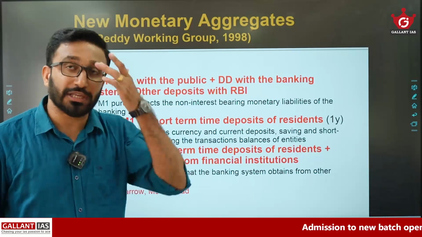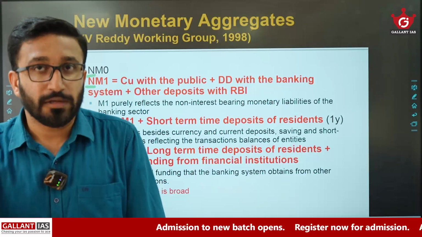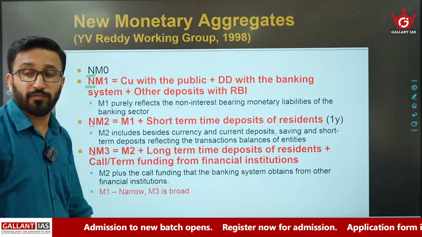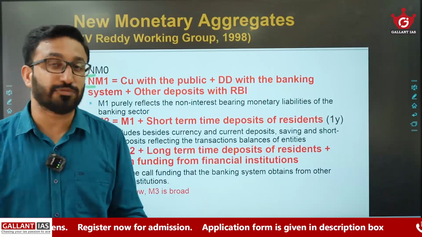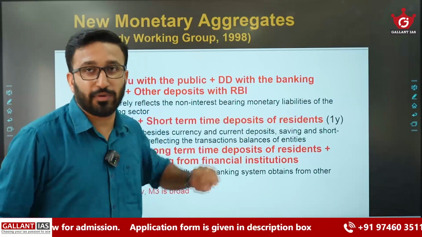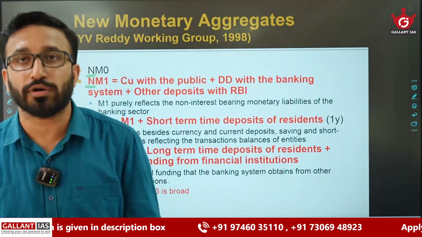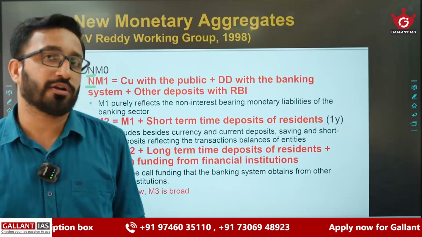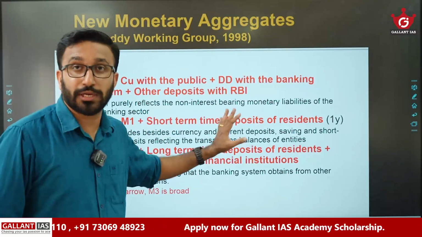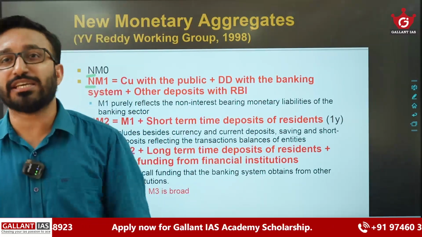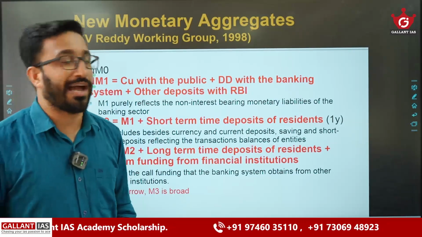Short-term deposit means deposits that have a maturity period of up to 1 year. So NM2 consists of M1 plus short-term time deposits of residents. This is one of the major changes when you compare the old and the new system. The old system does not mention anything about residents or non-residents, but the new system specifically mentions the short-term time deposits of residents. So residency is one of the major changes that you can note in the new and old monetary aggregates.